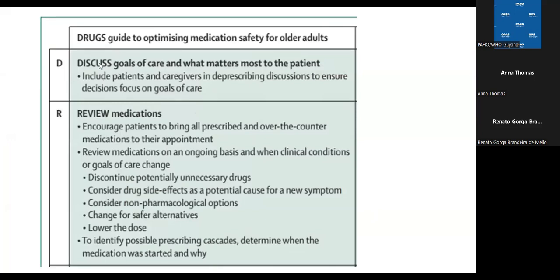D, discuss goals of care and what matters most to the patient. Include patients and caregivers in the prescribing discussions to ensure decisions focus on goals of care. Remember, goals of care must be addressed according to a patient's function status and a patient's vulnerability status.